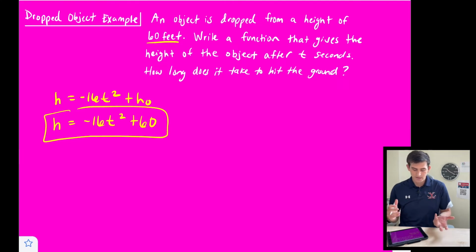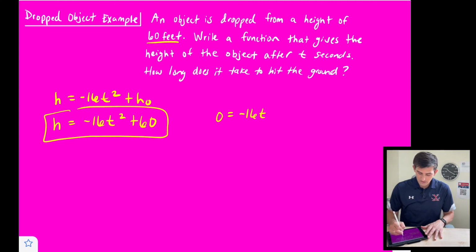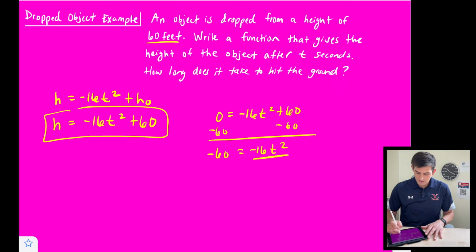And now our question says, how long does it take to hit the ground? Well, if h represents the height of our object, what would the height of the object be when it's on the ground? Hopefully you're saying 0, right? So we could plug in 0 for h. So 0 equals negative 16t squared plus 60. And we're just trying to solve for t, right? Because t is our time. So negative 60 equals negative 16t squared. Divide both sides by negative 16.